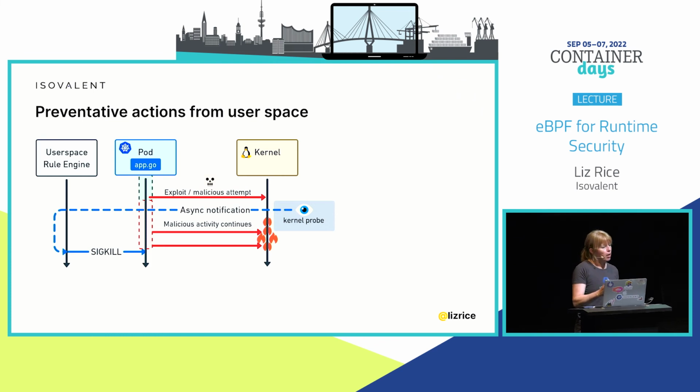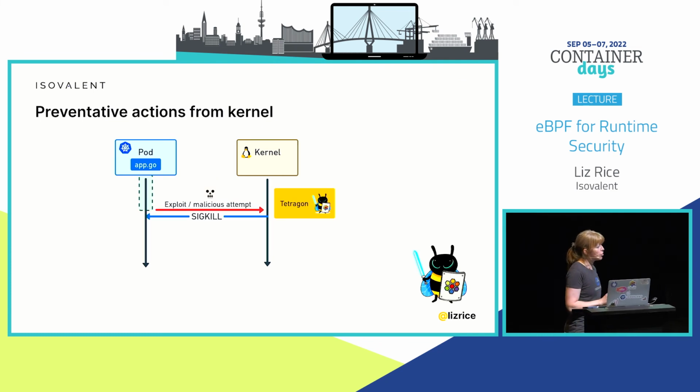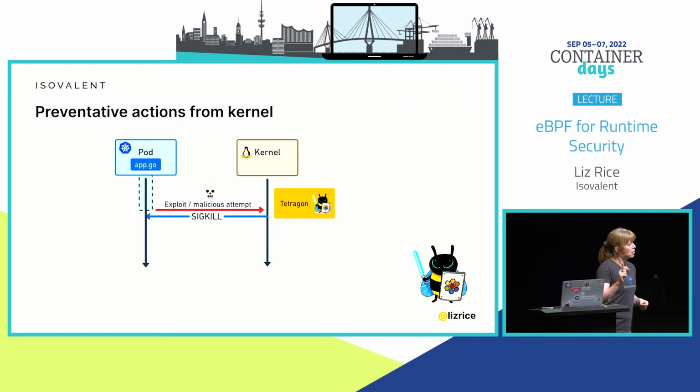During that time, maybe some data has been exfiltrated. If you can't, it's not really preventing the event, it's killing it after the event. With Tetragon, we've implemented the ability to kill processes synchronously from within the kernel. So you can detect the event in the kernel, decide that it's malicious, and kill the event.